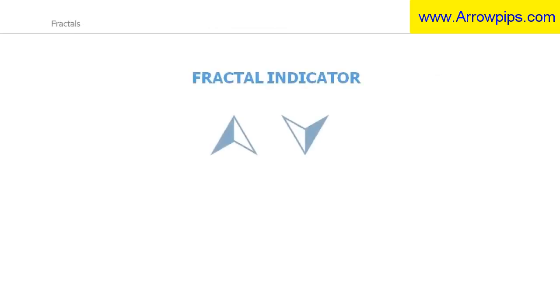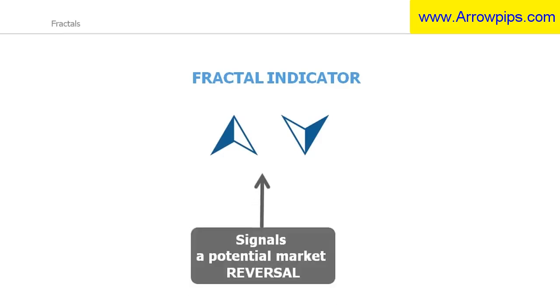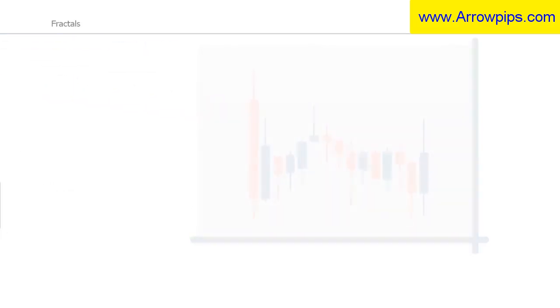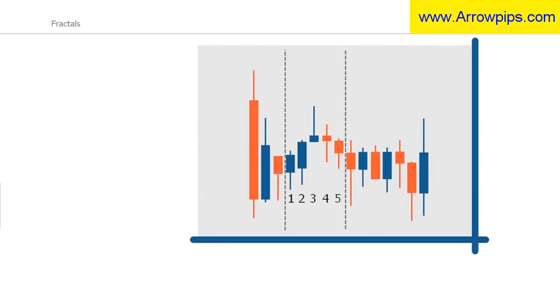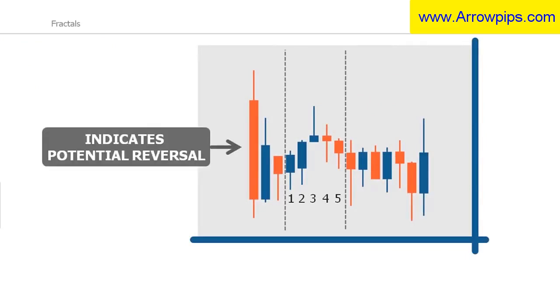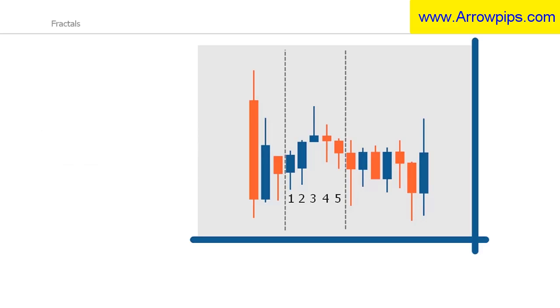The first indicator, and one we use very often in the beginner strategy, is the fractal. This is a simple triangle-shaped indicator that signals a potential market reversal. A fractal is made up of 5 candles and appears on your chart after a certain type of price action has occurred in the market, indicating that a reversal is likely. There are 2 types of fractals, an up fractal and a down fractal. Let us first look at the formation of an up fractal and what needs to happen for one to form.